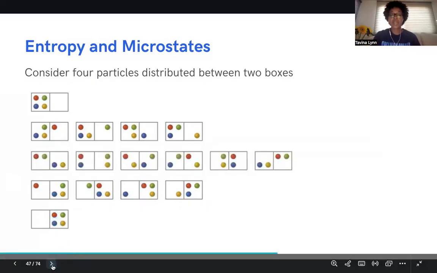Then lastly, we could have them spread evenly, where we have 2 in the right-hand box, 2 in the left-hand box. And these are all the possible ways, right? There's 1, 2, 3, 4, 5, 6 different ways we can have an even distribution between the two boxes.